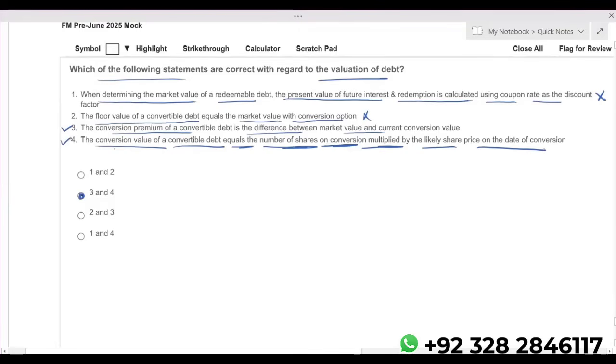Student, examiner has done only one thing. You people have done this sort of questions so many times numerically. Examiner has just written that numerical part in a theoretical way. Simply conversion premium we have calculated, and how do we calculate the market value of a debt in case of convertible bond, that is written in point number 4. In point number 4, examiner has just written the conversion value, which we have calculated so many times. In the last year, how do we calculate conversion value? Number of shares into the share price on that day.